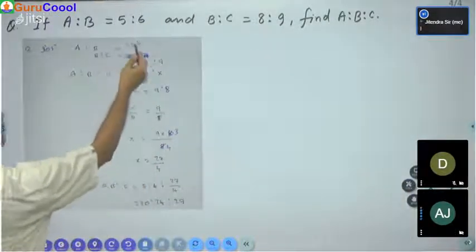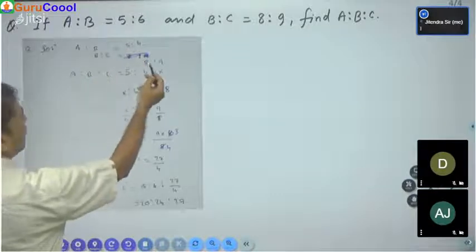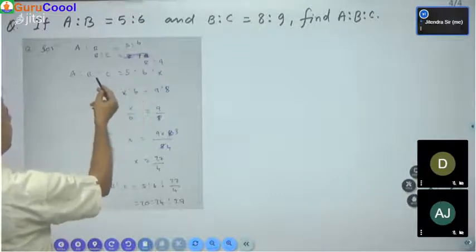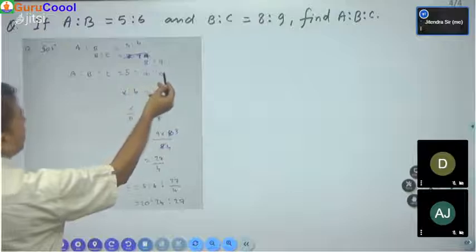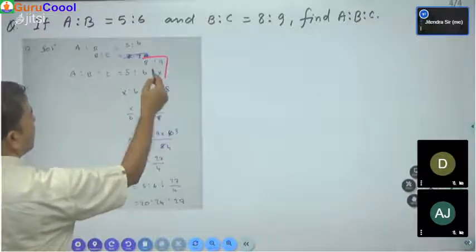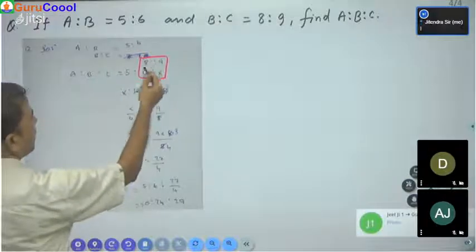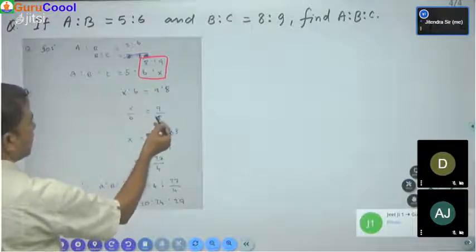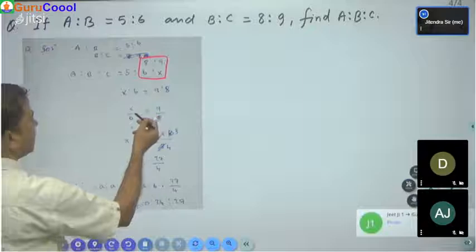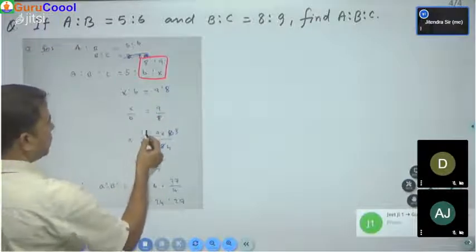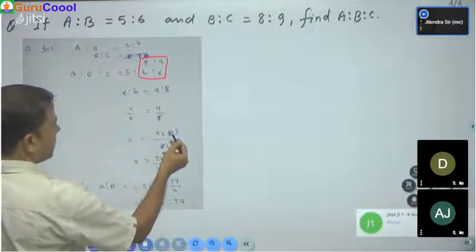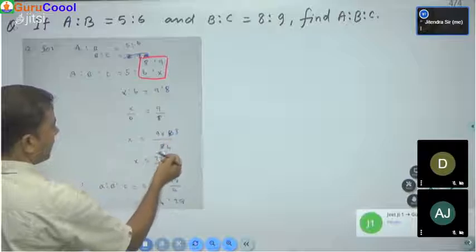A is to B is 5 is to 6, B is to C is 8 is to 9. A, B, C is 5 is to 6 is to X. So you have considered these four values. X is to 6 is equal to 9 is to 8. That's great. X by 6 is equal to 9 by 8. So X is equal to 6 into 9, that is 54 by 8.